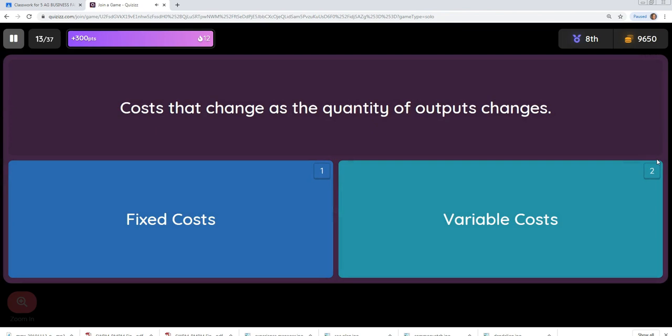Costs that change as the quantity of outputs change. So as we hire more people, our output's going to change. That's a variable cost.